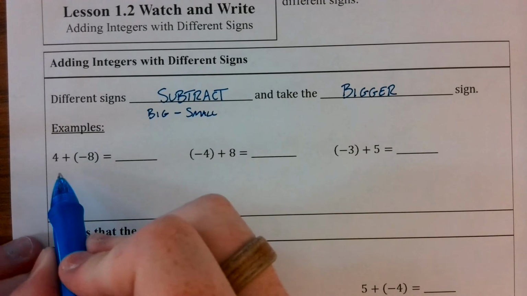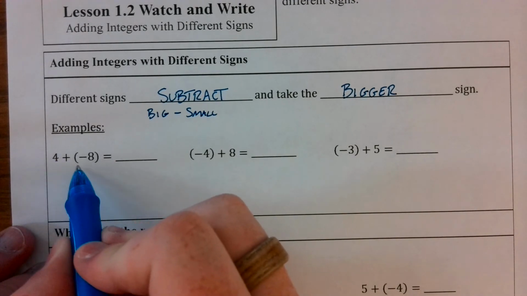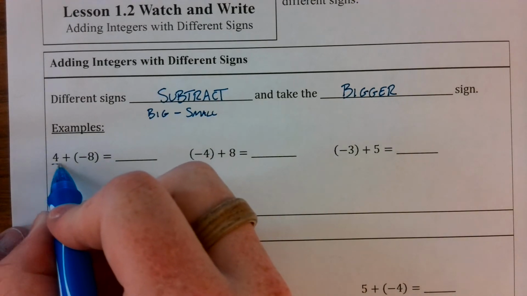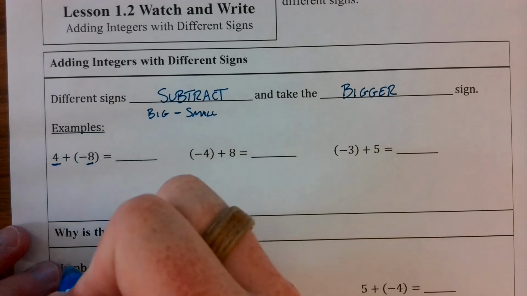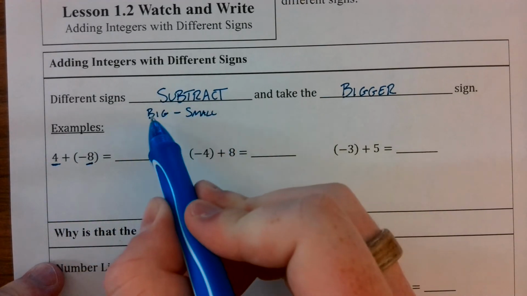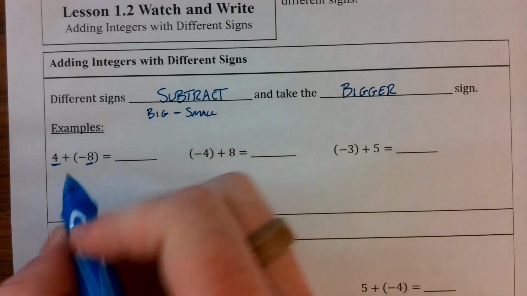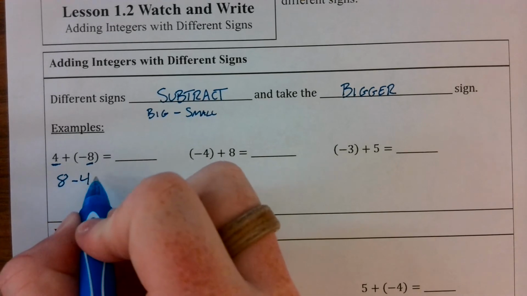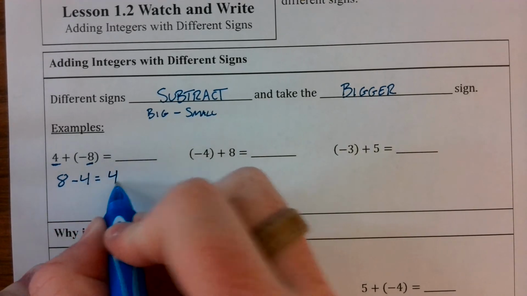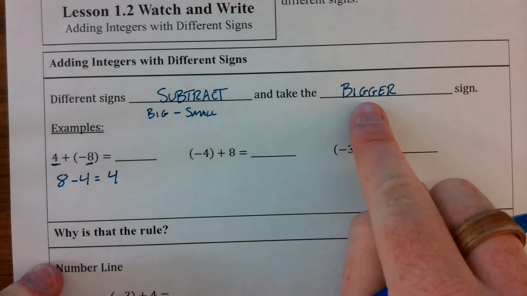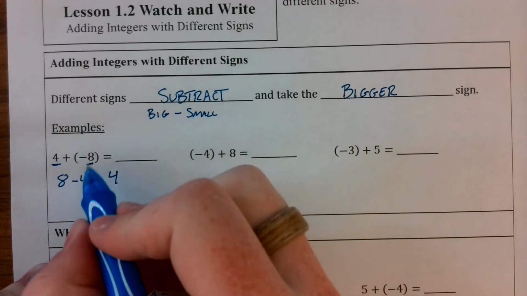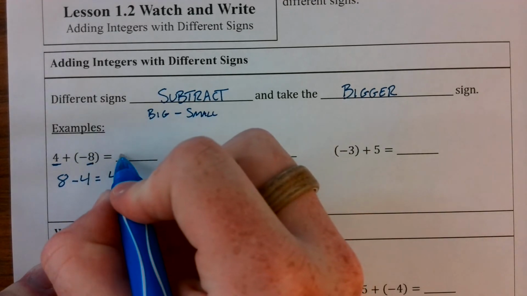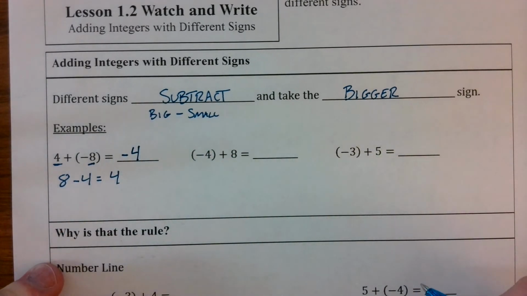So let's look here. At our first example, we have positive 4 plus negative 8. If we take the absolute value, that means we're just looking at 4 and 8. Our steps tell us to subtract. We're going to do our big number minus our small number. 8 is bigger than 4, so I'm going to rewrite it as 8 minus 4, which gives me 4. Our second step is to take the bigger sign. 8 is bigger when we take the absolute value, and 8 is negative, which means our answer is going to be negative 4.